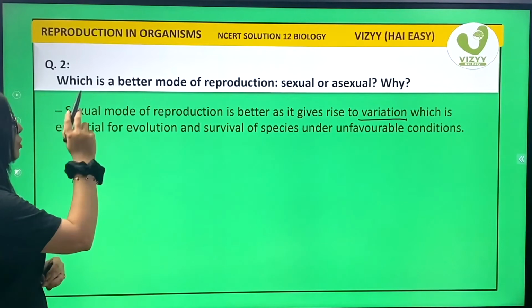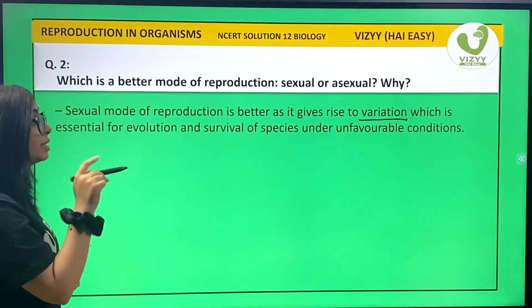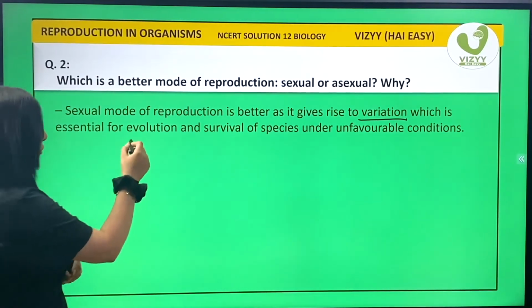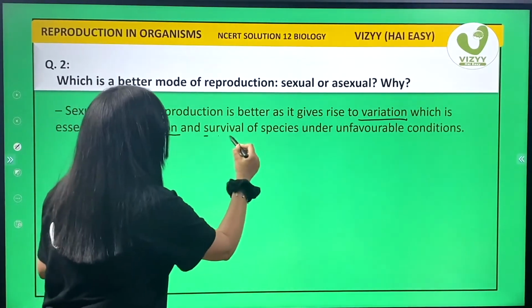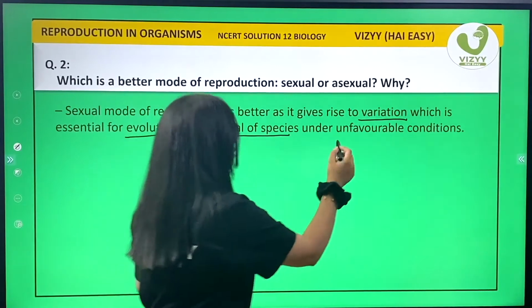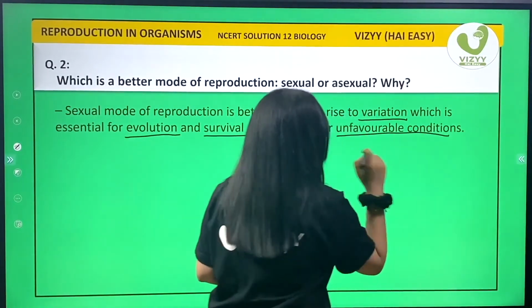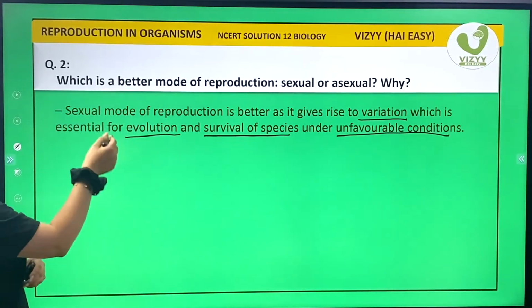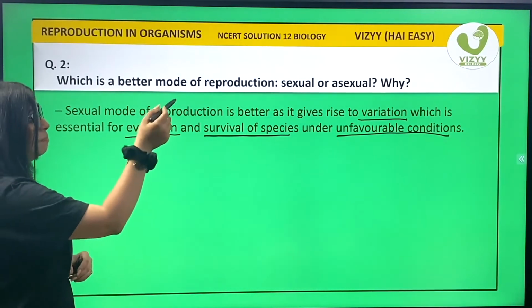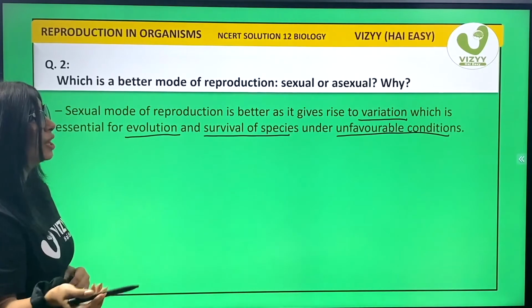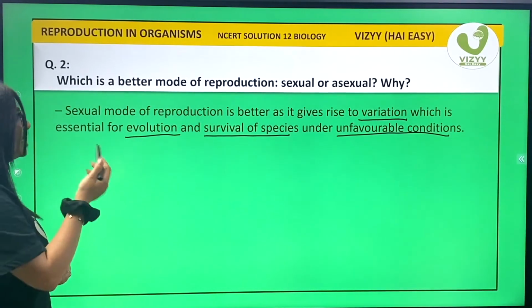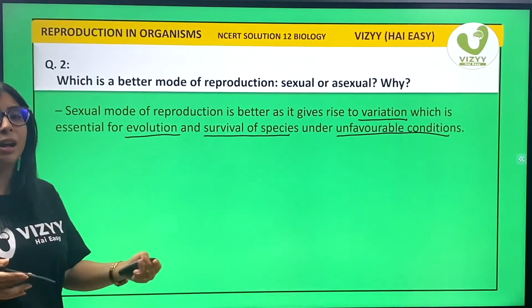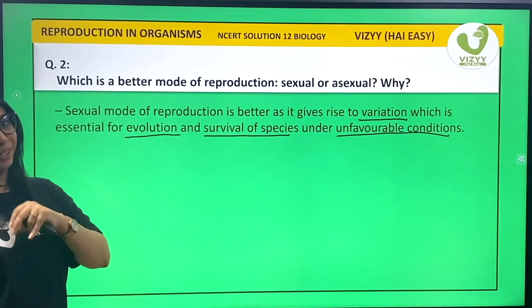So, sexual mode of reproduction is better as it gives rise to variation, which is essential for evolution and survival of species under unfavorable conditions. Let's repeat. The answer goes like, sexual mode of reproduction is better as it gives rise to variation, which is essential for evolution and survival of species under unfavorable conditions.